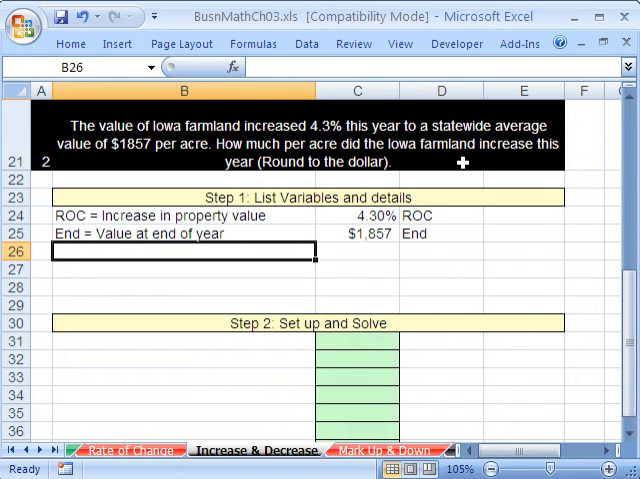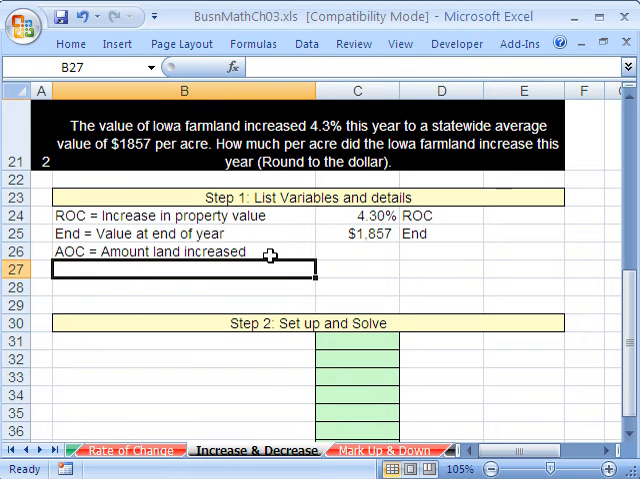How much per acre did the Iowa farmland increase? So we want to know the amount of change, which is going to be equal to amount land increased. They tell us that it increased, so we know this is an increase problem right off the bat. Hey, what are the formulas? We have the rate of change and our end amount.